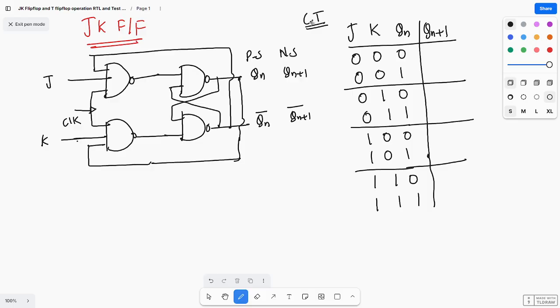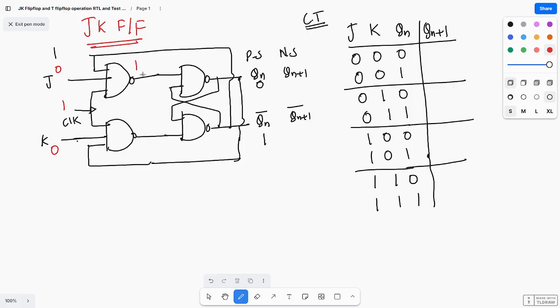Here, take J equal to 0, K equal to 0. Anyway, the clock is 1, and J is 0, K is 0. I will try to draw the NAND gates. Let us take the first case. Suppose Qn is 0, then Qn bar becomes 1, no? Qn bar becomes 1, and this will be fed back, so this is 1. So 1 and 0 and 1. What do you get as the output? 0 bar means what?